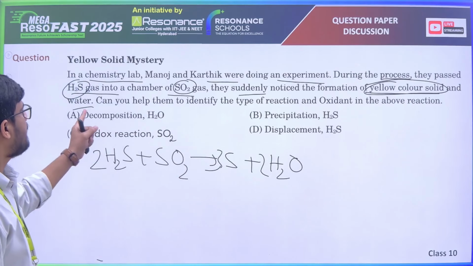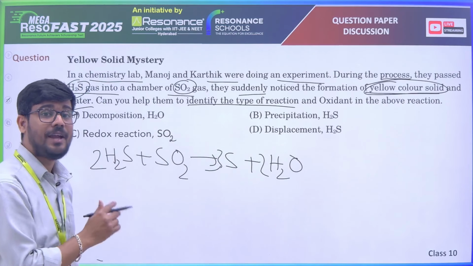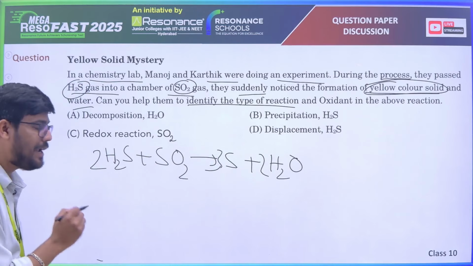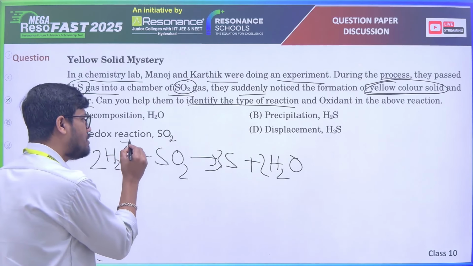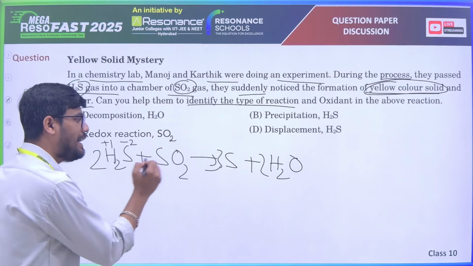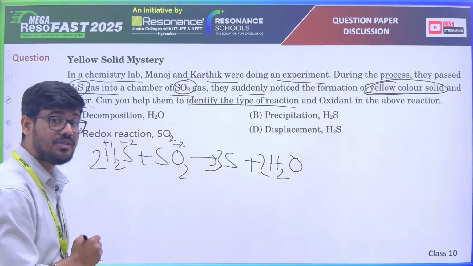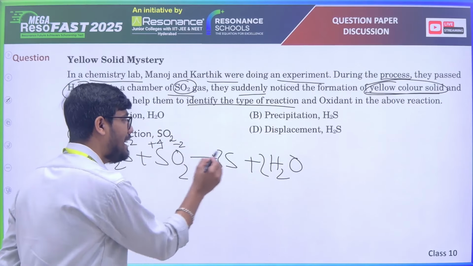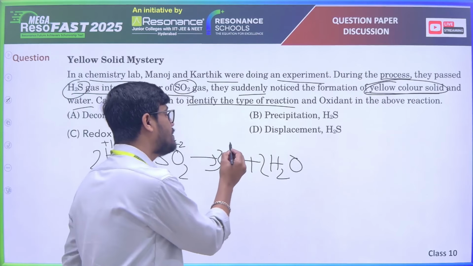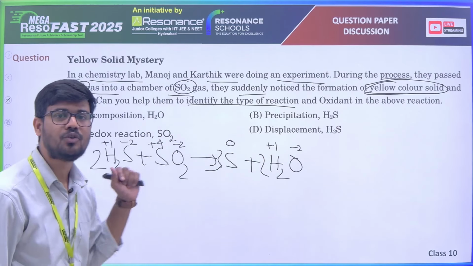So now if you want to identify the type of reaction, first you have to identify the oxidation number of each element, especially here sulfur and oxygen. Sulfur is having -2 oxidation state because each hydrogen is having +1, and here in SO2 oxygen is having -2 oxidation state. Then what will be the oxidation state of sulfur? It is +4. Next, this sulfur is in elemental form, so oxidation state will be 0, and hydrogen +1 and oxygen -2. So this is all about oxidation state.